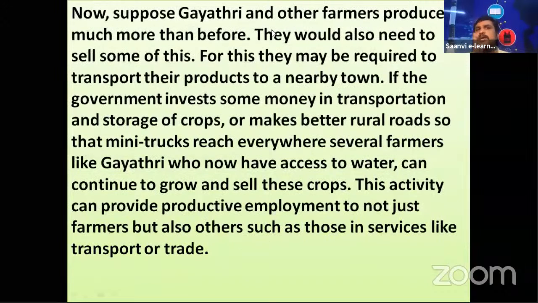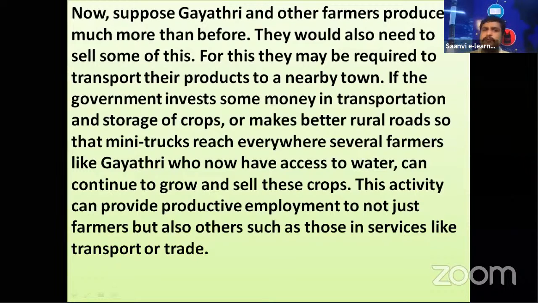The same way now, suppose Gayatri and other farmers produce much more than before. They would also need to sell some of this. See, this is very important. They can sell if they cultivate twice. And for this, they may be required to transport their product to the nearby towns. Transportation facilities are the next one. The government invests some money in transportation and storage of crops, or market, and better rural roads, so that mini trucks reach everywhere.